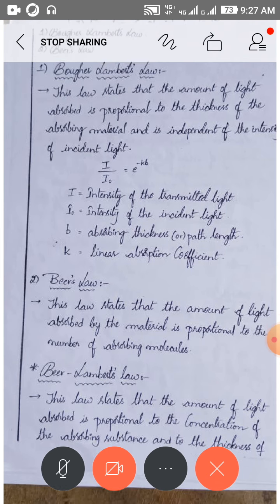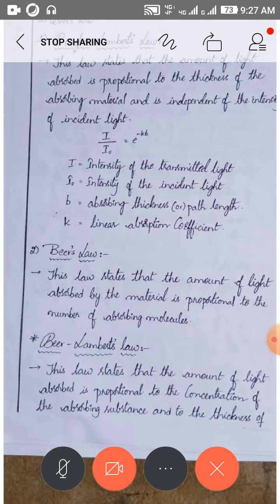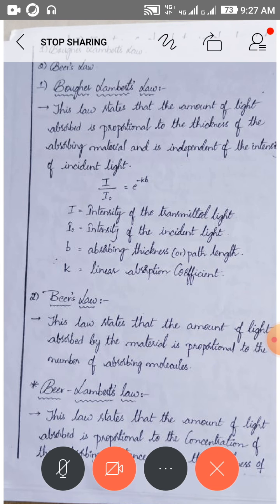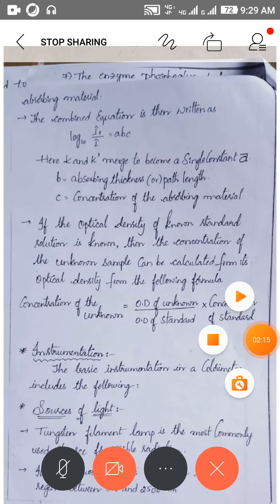And the second one, Beer's law. This law states that the amount of light absorbed is directly proportional to the number of absorbing molecules. Beer's law and Lambert's law together form the Beer-Lambert law. This law states that the amount of light absorbed is directly proportional to the concentration of the absorbing material and the number of absorbing molecules.